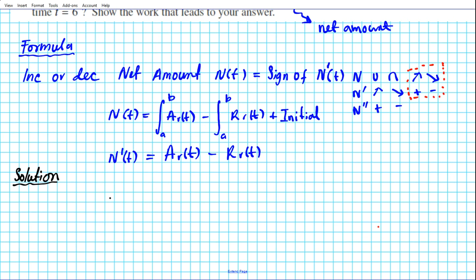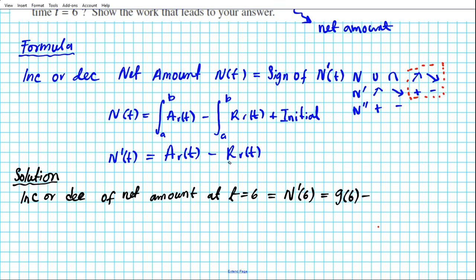Alright, so increasing or decreasing of net amount at t equals 6. That's going to be determined using the derivative of the net amount, n prime at 6. So using this formula right here, the add rate is g of t, right? We already know that. So that's going to be g of 6 minus the removal rate, r of t, which is w of 6. Okay, so that's all you do.